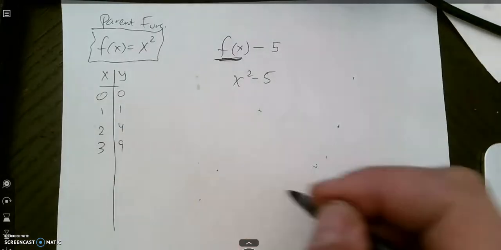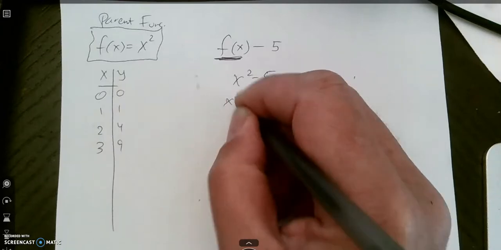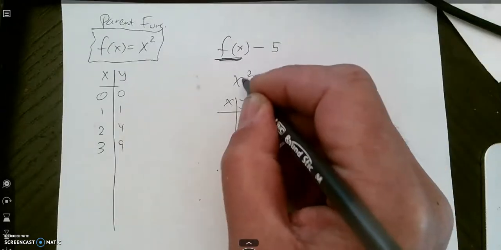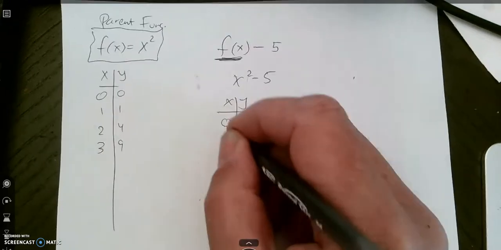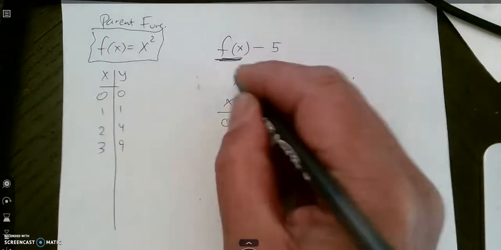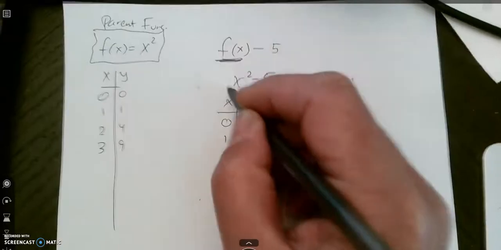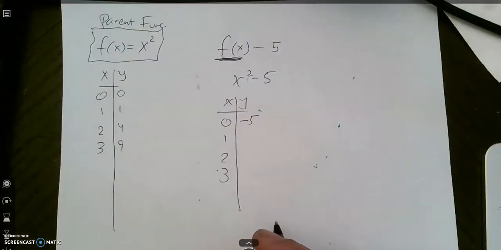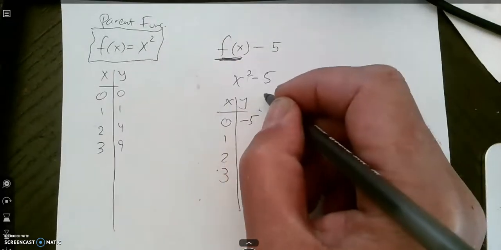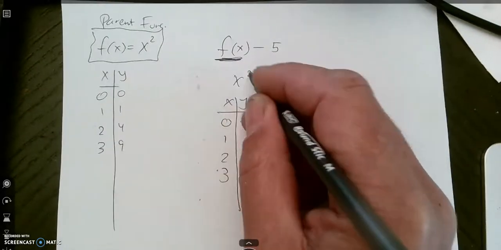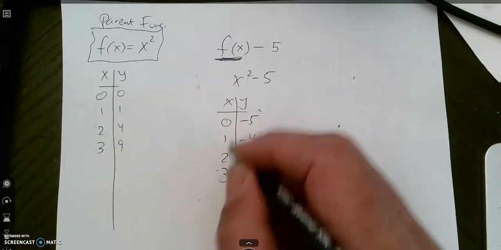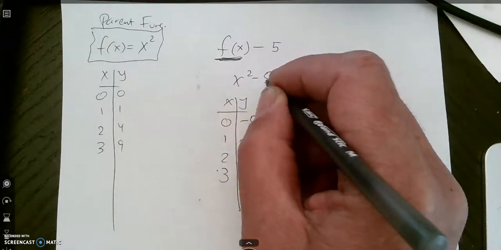That's going to be our new function with our new table. Now this minus 5 is happening afterwards, so we're still going to square the x. We can still try the same numbers we did before because nothing's happening to the x. When we plug in 0, we'd still get 0 here, but now the answer is minus 5. We shifted it down by 5. We plug in 1. 1 squared would be 1. Minus 5 would be negative 4. 2 squared would be 4. Minus 5 is negative 1.